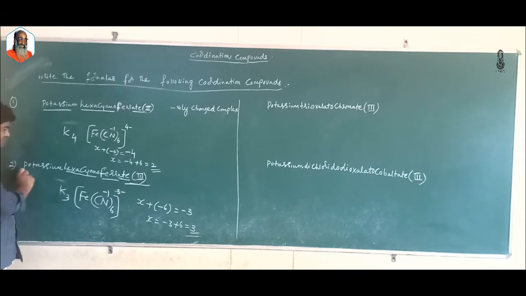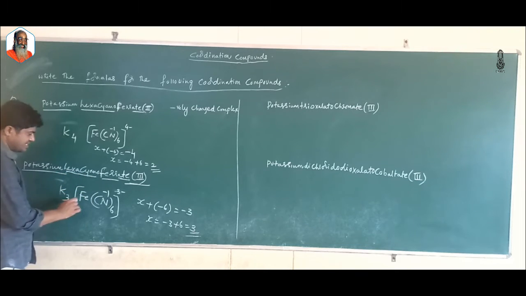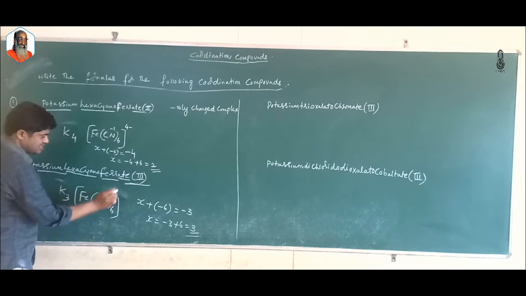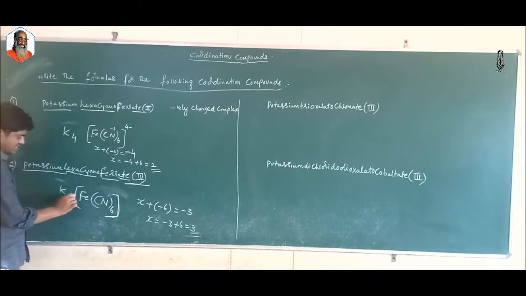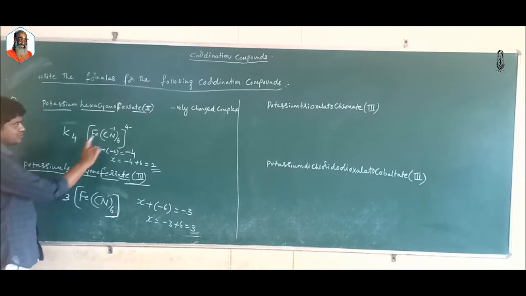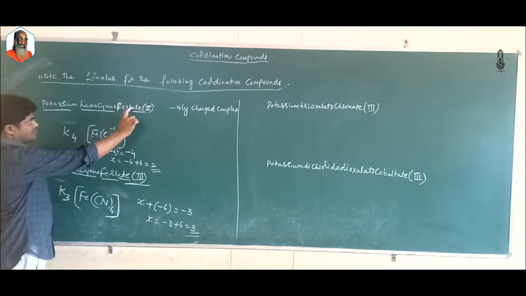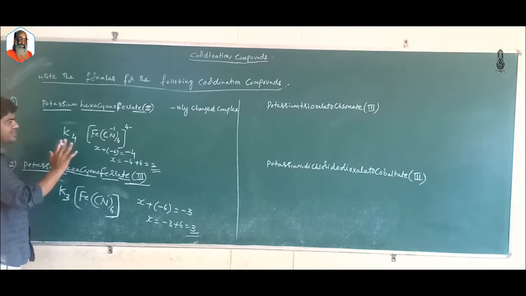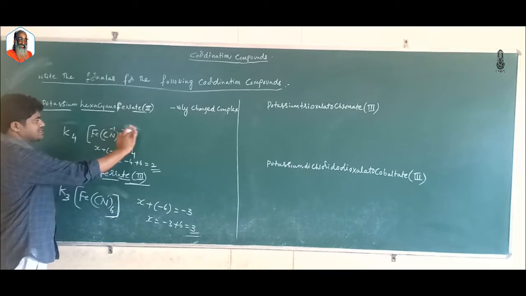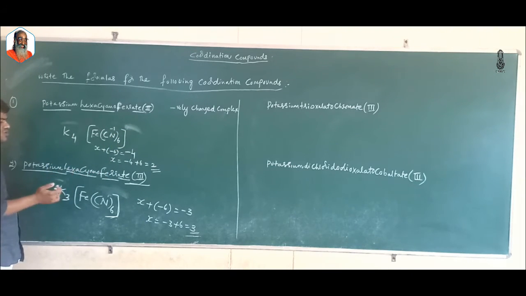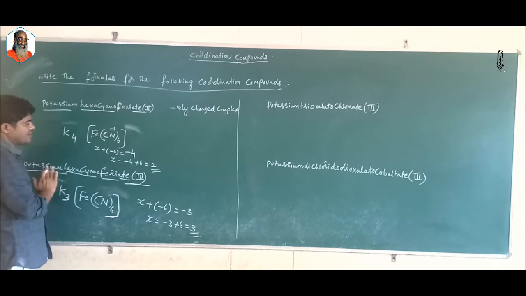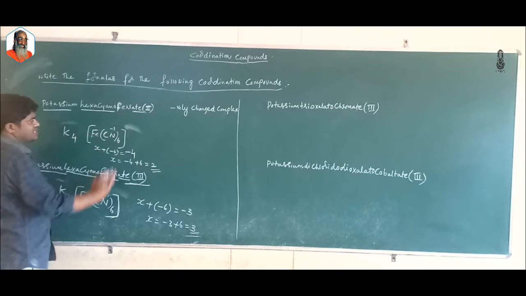So what is the formula of this potassium hexacyanoferrate? K3[Fe(CN)6]. Ultimately this will be the formula. If you write charge on the complex while writing the formula, there is no problem. But ultimately, when you write the molecular formula of the compound, you need not keep charge on the complex.